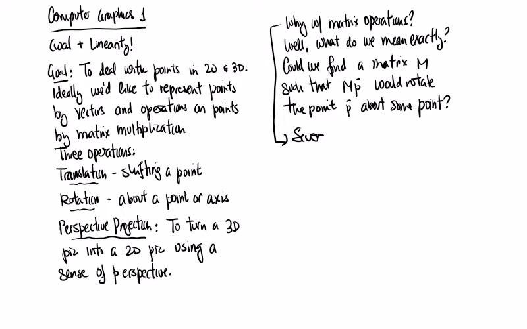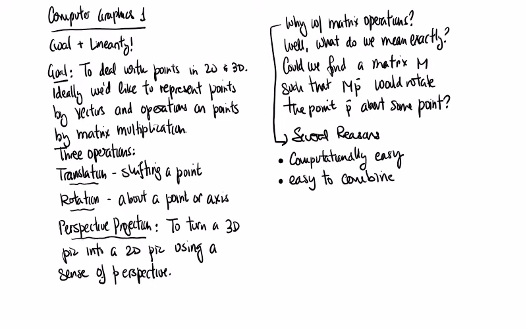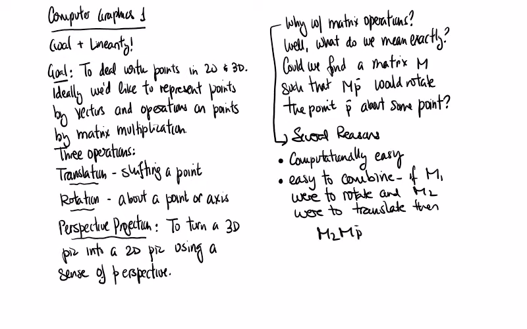There are several reasons. First reason, computationally easy. Second, we can combine them, so easy to combine. To see what we mean by that, for example, if M1 were to rotate and M2 were to translate, then we could just do M2 M1 P, and this would rotate and then translate. And that'd be really convenient.